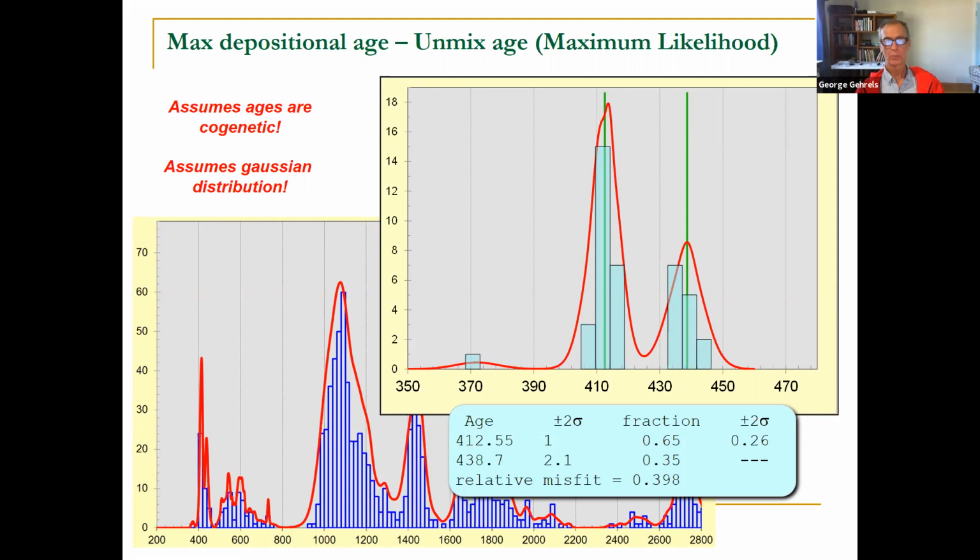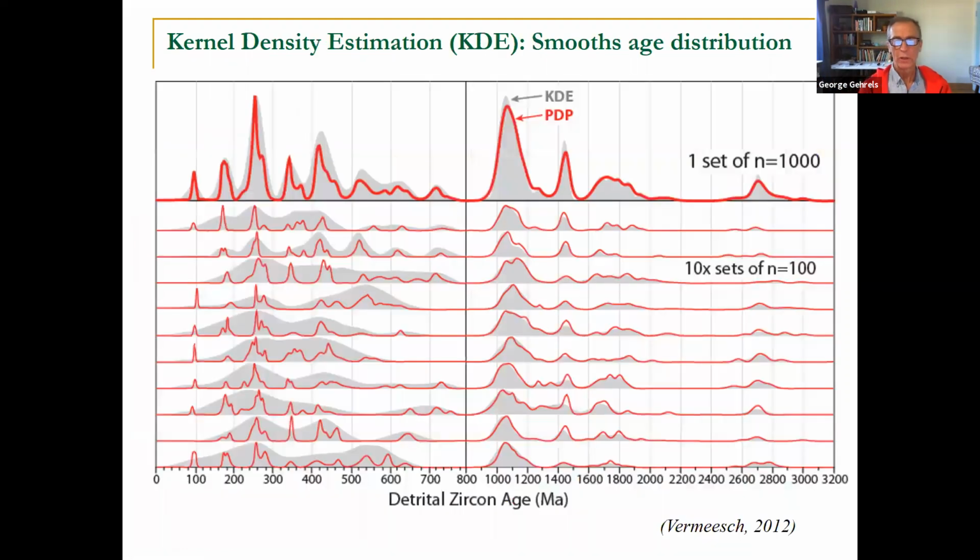And of course, we need to talk a little bit about KDE. I'm not sure how much Kurt is going to say about this. Maybe you can pull him into that debate. This is another debate that's kind of raging in the community. Do you actually want to report your PDP curves? These are the individual ages that are measured for a sample. And what we've done to show this is we've taken a sample and done 10 sets of 100 measurements.